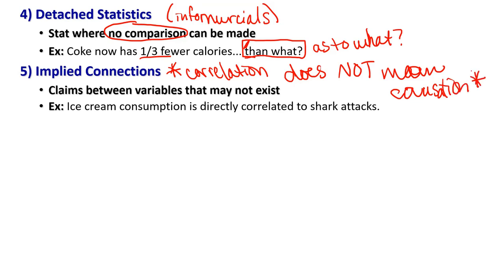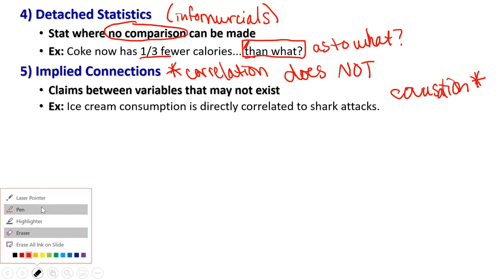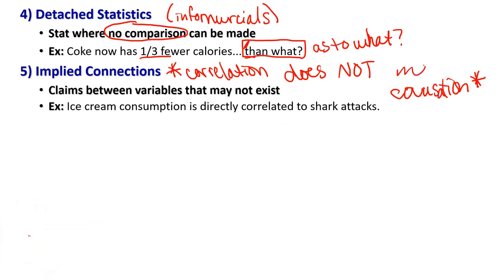Causation. Sorry, my handwriting's so poor. But correlation does not mean causation. So in the example that is listed below, they're saying they found a direct correlation between the increased consumption of ice cream and shark attacks.